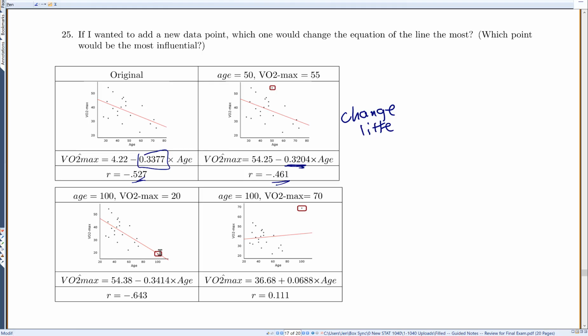Notice when I put that point in, it kind of just fit on that line pattern anyway. So if you were to extend this, here's your 100 and 20, it was really just right on the line. So adding a point that was on the line but farther away, my slope stayed about the same, but my correlation actually got stronger. Okay, and that's because I added a point that was already on the existing line.